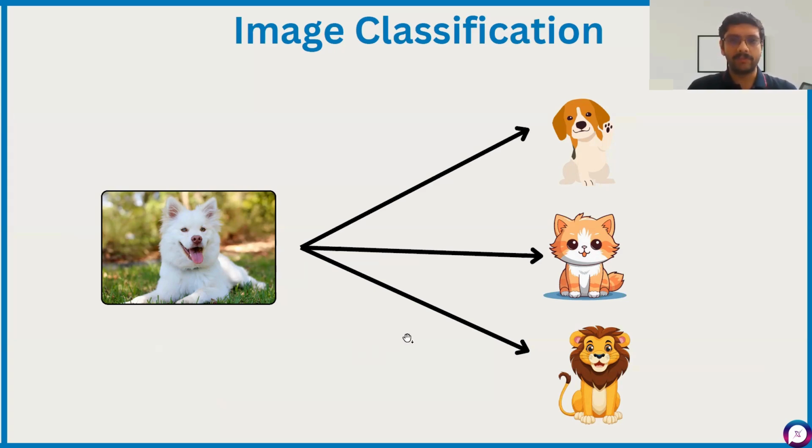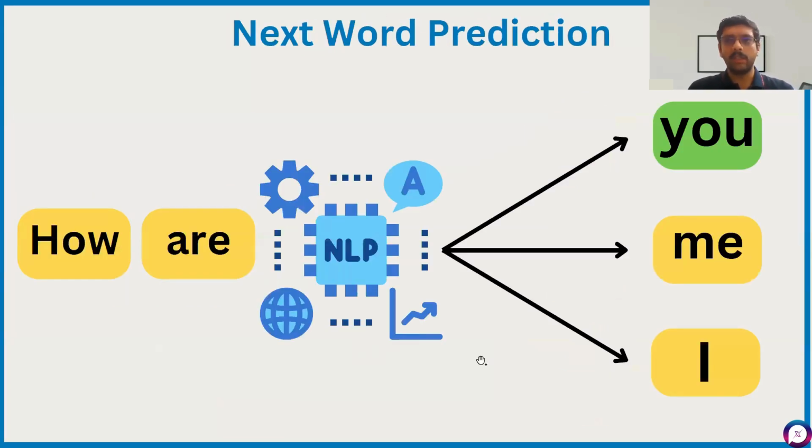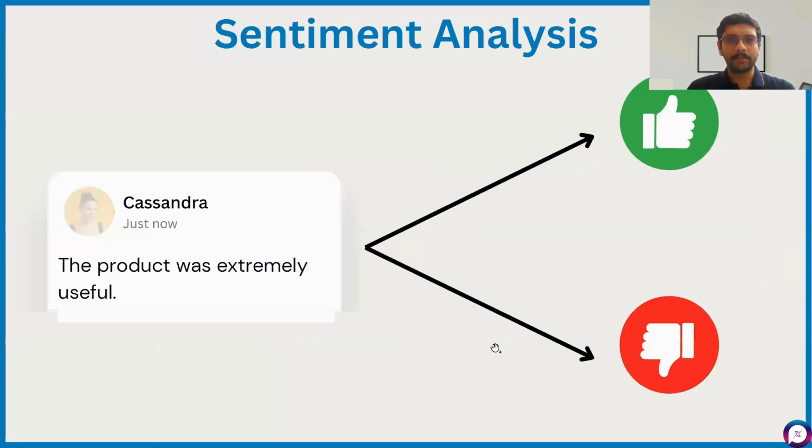There's also the exceptionally widely used now problem of next word prediction, which is what large language models are all about. So, given the first two words, the NLP model, the large language model, is trying to predict what the next set of words or next token is. In this case, it's is it how are me, how are I, or how are you, right? And the model has to predict that. So it's another classification problem right there.